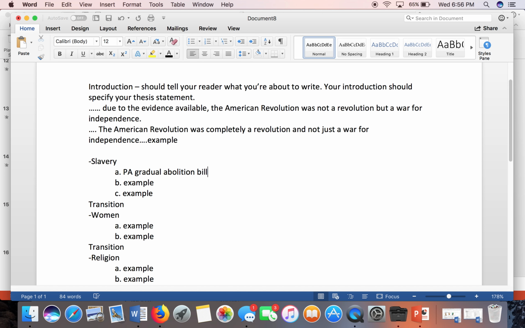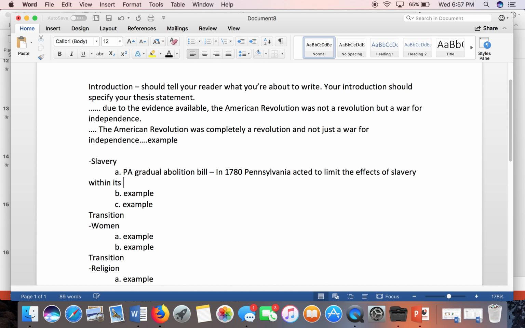What I would highly recommend to you is that you put this into your own words. So we'll say, in 1780, Pennsylvania acted to limit the effects of slavery within its state. Specifically, and then here you could talk about all the things in that Pennsylvania Gradual Abolition Bill.